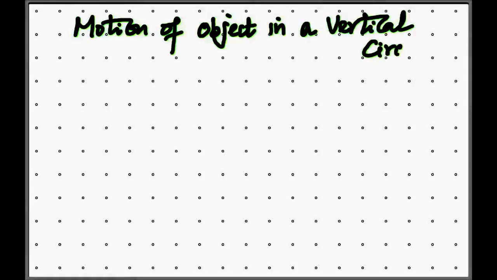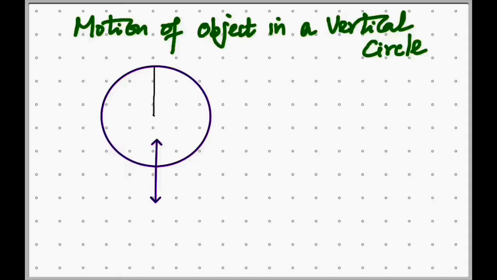Motion of an object in a vertical circle. So that is circular motion. What is the force that acts on any object that moves in a circle? It's called the centripetal force. And what is the direction of the centripetal force? Towards the center. If you remember that, this is going to become easy.